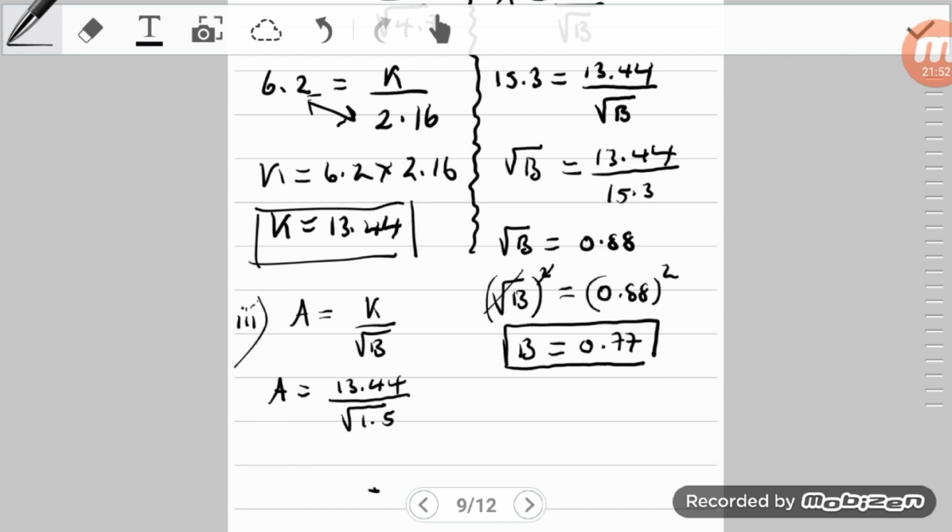That's 13.44 divided by 1.22. You're going to find that your answer is 11.01. All right, and that there is your final solution to this particular problem. So that completes our variation there.